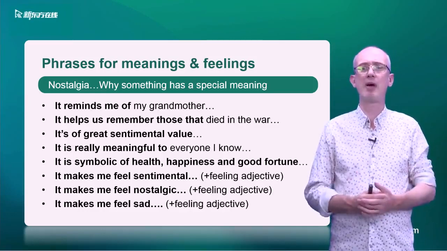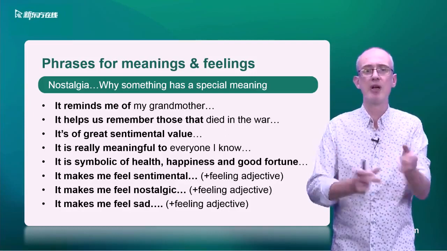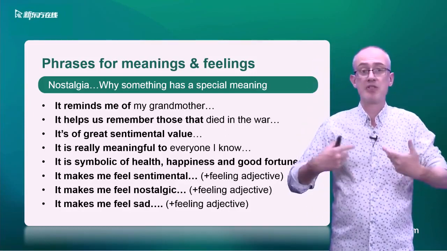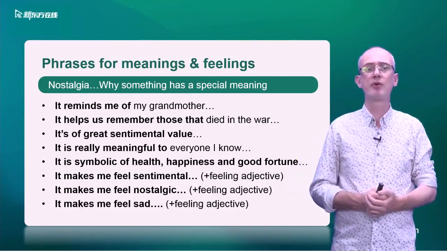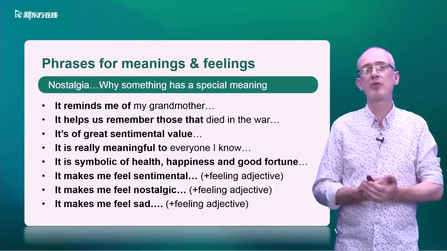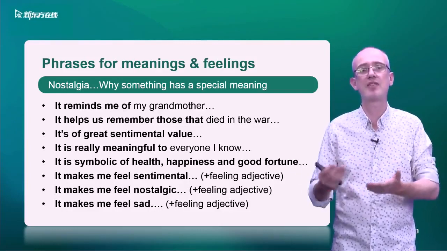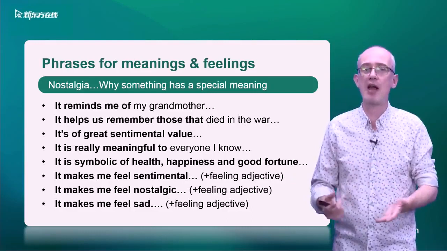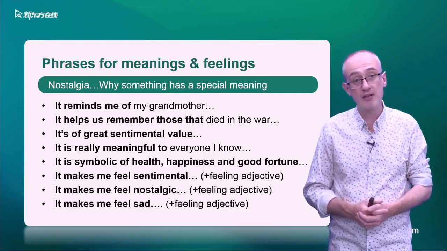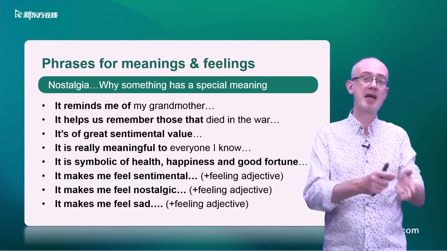You might be talking about a jade bracelet or some paper at the side of the door for a spring festival. Symbolic of health, happiness, good fortune. It makes me feel sentimental. You know, a photograph, a feeling adjective, sentimental. Makes me feel nostalgic. That's a feeling adjective. Makes me feel sad. A feeling adjective. It makes me feel.